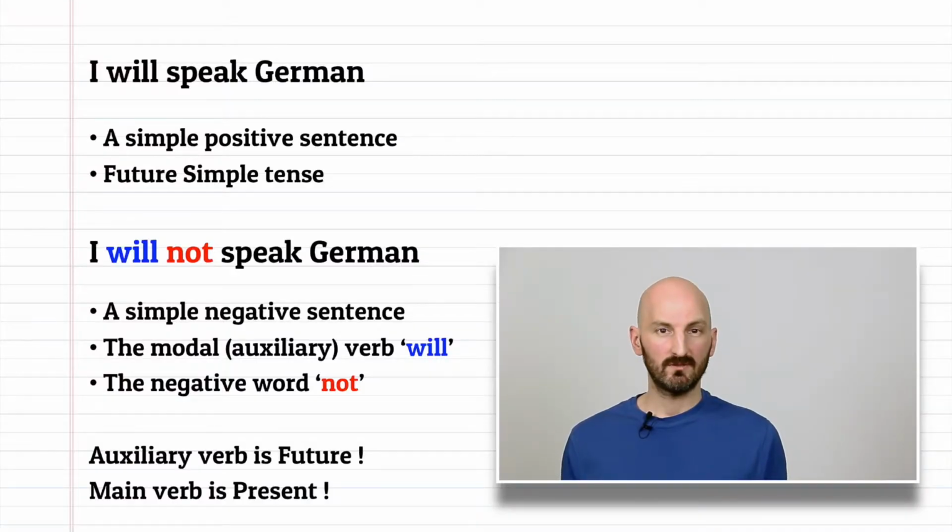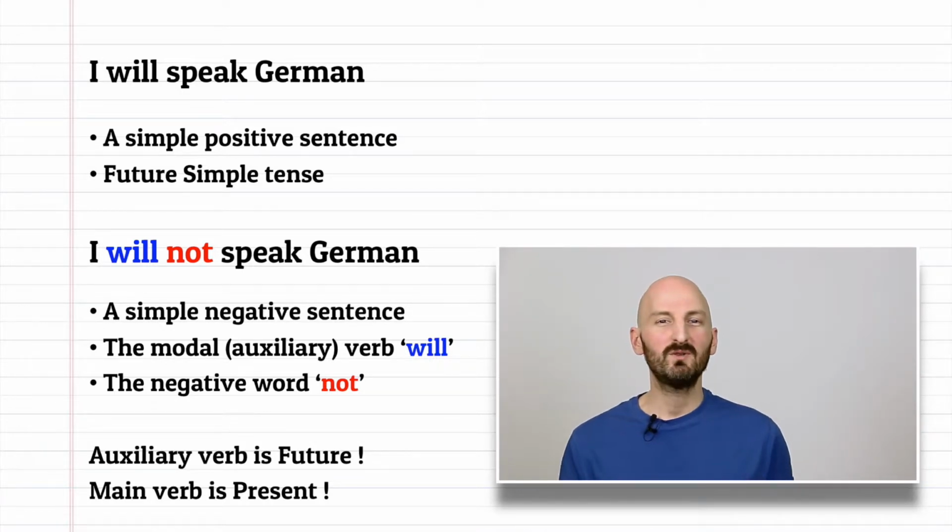Okay, and what about the future simple? I will speak German. This is a simple positive sentence, but this time in the future tense. When we make it negative, the main verb is in present tense, but this time will is the auxiliary verb. I will not speak German.